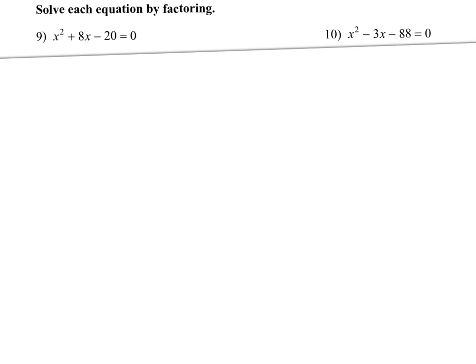So I want to start off solving these by factoring. I want to get one side to 0, so you can see I've already done that. So now I'm just going to factor it. So I'm going to think of two numbers that multiply to -88 and add to -3. So it's going to be 11 and 8 if I make the 11 negative. So x minus 11, x plus 8 equals 0.